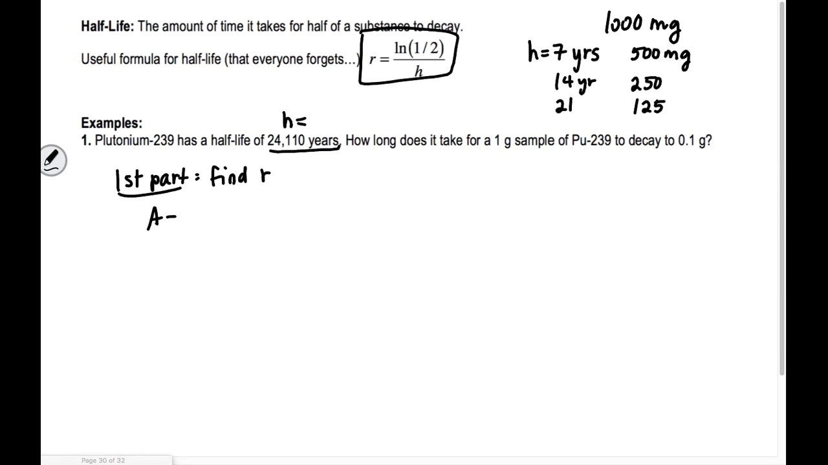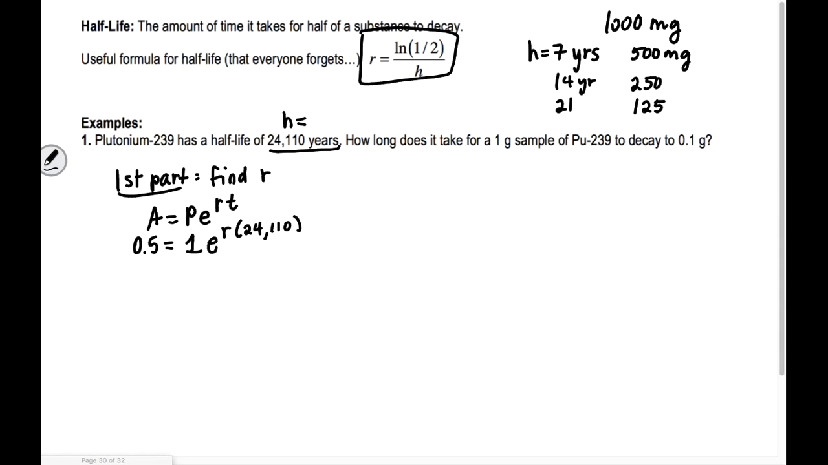So we start out with A equals P e to the RT. And we use that half-life. So we say, okay, this amount that we start with is decaying to half of what we have in how many years? 24,110 years. If I had 1 gram of this plutonium, it's becoming how much after 24,110 years? So if I start with 1 gram, it's becoming 0.5 grams. Do you guys see that? So we're starting out with 1 gram and it's becoming 0.5 grams after a certain amount of time, the lovely 24,110 years. That's how long it's taking.